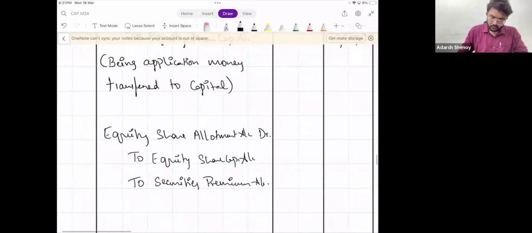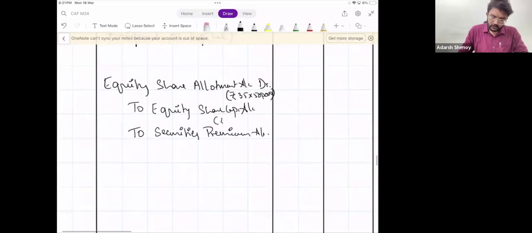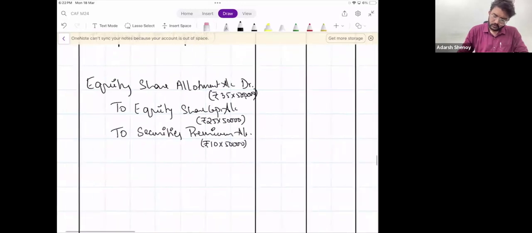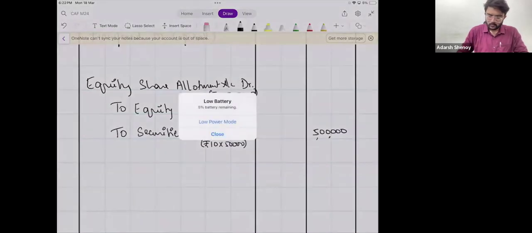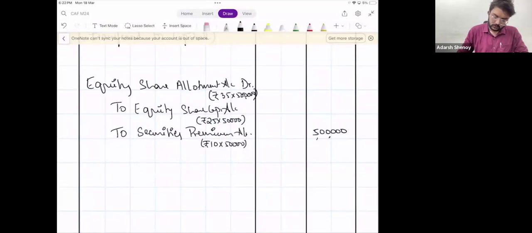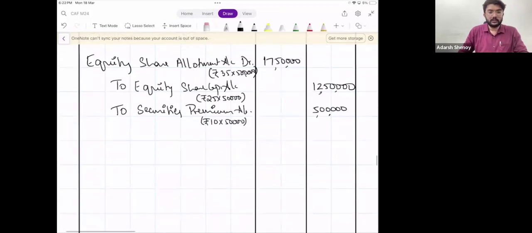35 rupees is the allotment money, 35 into 50,000. And that 25 rupees is towards the face value, 10 rupees is towards the premium. This is 35 into, sorry, 35 into 50,000, which is 17 lakh 50,000. This is the total money due at the allotment stage for those right shares.